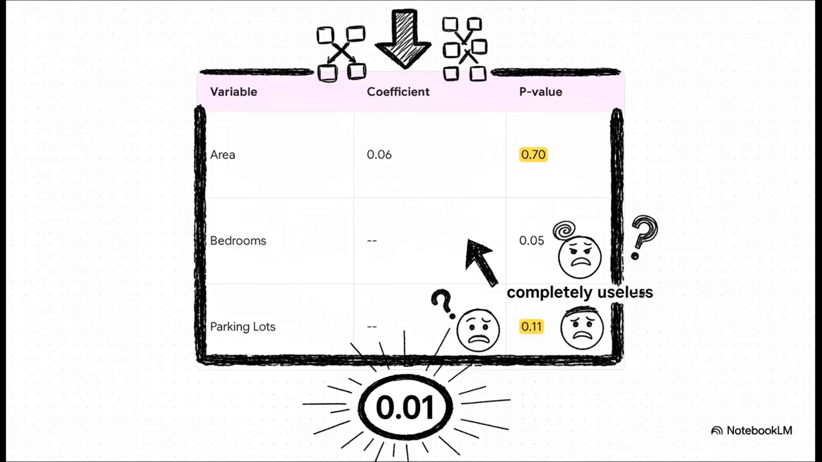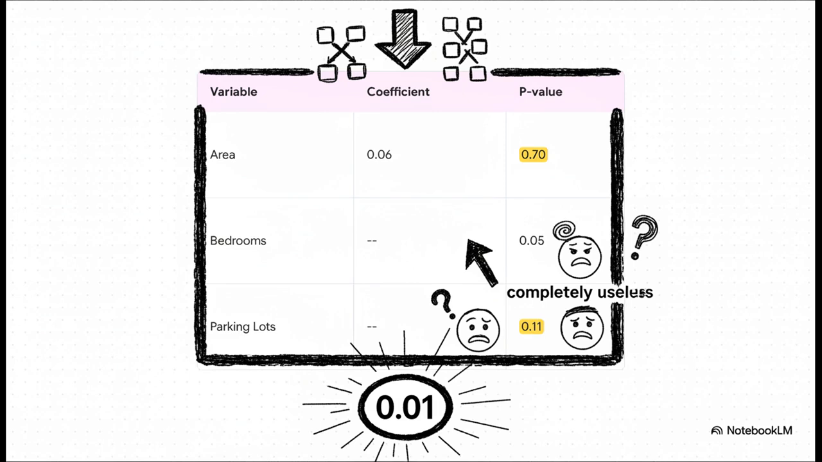But now, just watch what happens when we put them all together on the same team in one big MLR model. First, look down at the bottom at the overall model score. That p-value of 0.01 is great. It means the model as a whole is a really good predictor. But now, look at the individual players. Look at those p-values. Area has skyrocketed to 0.70. Parking lots is up at 0.11. All of a sudden, two of our star predictors look completely useless.